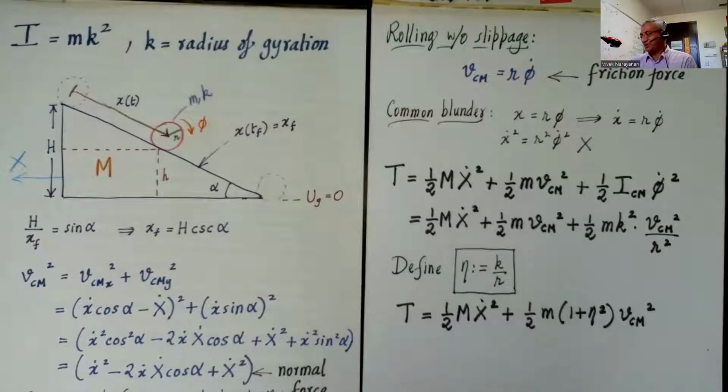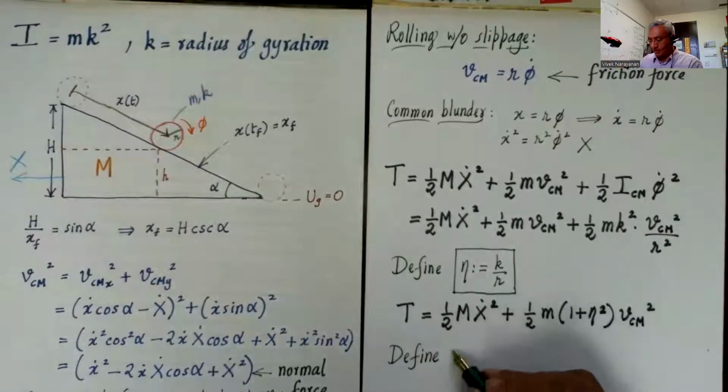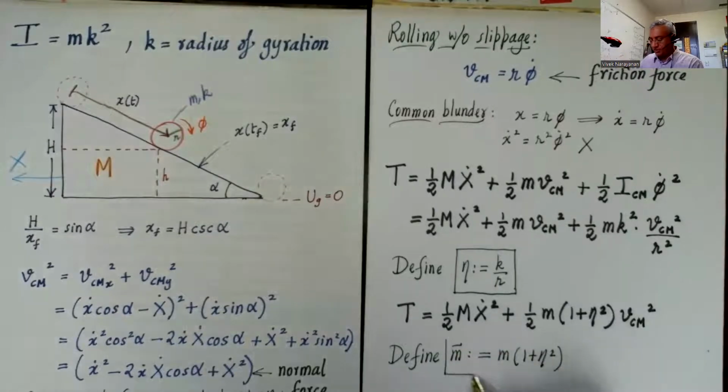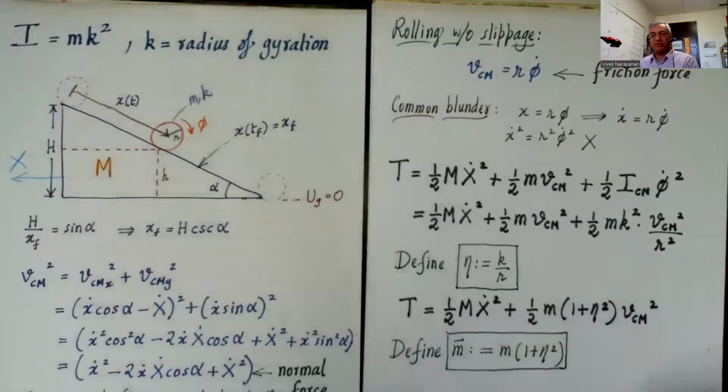Maybe later on I'll do something about m times (1 plus eta squared), but right now it's looking reasonable. I wonder if I should do it right now. So let me define another quantity just to make things even simpler. I'm going to call m tilde equal to m times (1 plus eta squared). This definition will make our Lagrangian look really simple.